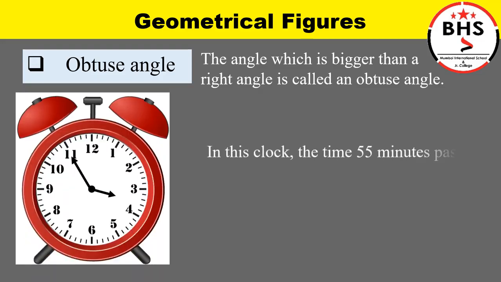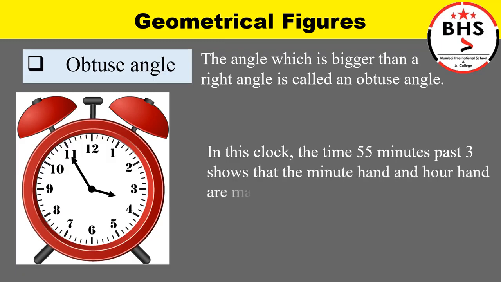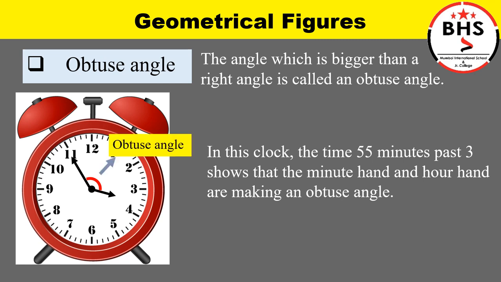Children, in this clock, the time 55 minutes past 3 shows that the minute hand and the hour hand are making an obtuse angle. Let us clearly observe the angle made by minute hand and the hour hand. Children, this red color arc shows us that the angle between both the hand is bigger than a right angle. So, the angle which is bigger than a right angle is called an obtuse angle.